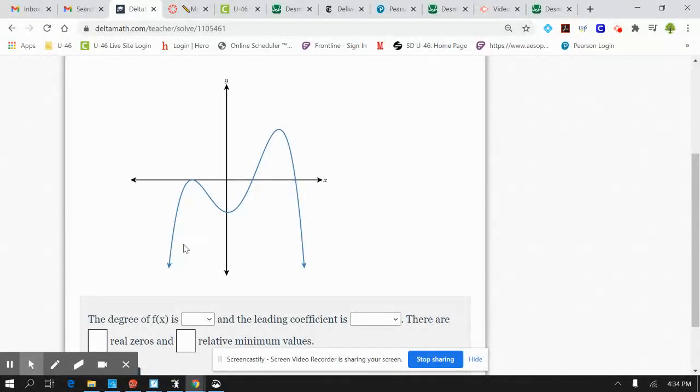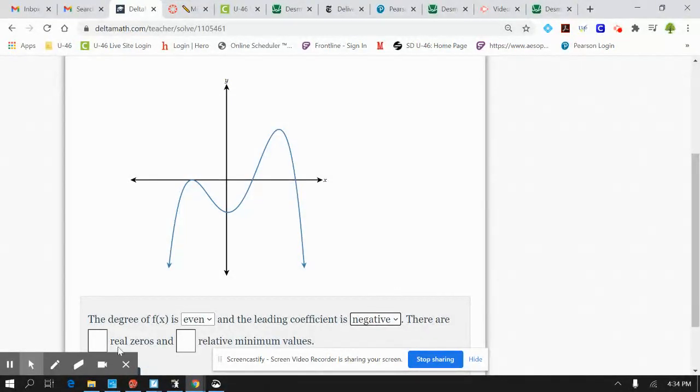So now this one, look at the end behavior. It's the same. It's going down to the left, down to the right. They're the same. So that means the degree has to be even. What's the leading coefficient, positive or negative? Well, it's going down to the right, so the leading coefficient is negative.